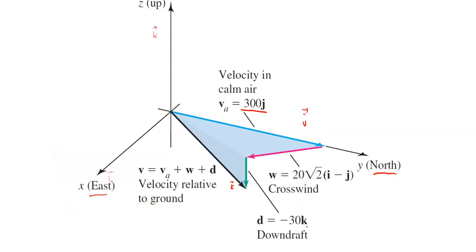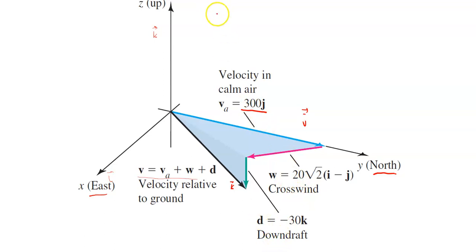That's why, if you look at the picture on the next page, which I took from the textbook, the crosswind is listed as 20 square root of 2 times I minus J, because part of it is going down and part of it is going in the positive direction. And then the downdraft is there for you too. If you want the velocity, you have to take the sum of all three parts, that's what this equation says: the calm air part, the crosswind part, and the downdraft part.